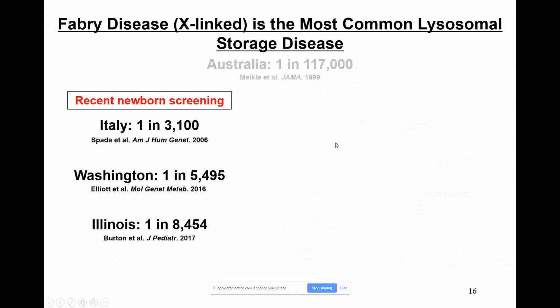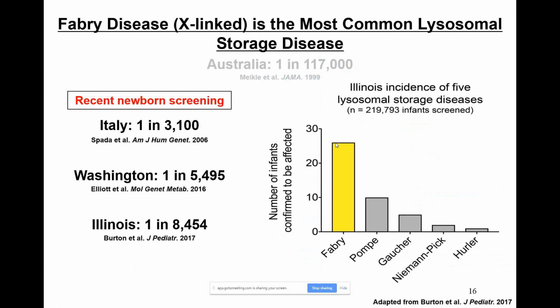However, in the last few years, a few of the states in the United States, as well as a few countries, have mandated newborn screening. And it's been shown that Fabry disease is now the most common of the lysosomal storage diseases, with a relatively high incidence rate. In the state of Washington, when they've done these newborn screenings, about 1 in 6,000 newborns have mutations in alpha-galactosidase A. Illinois, about 1 in 8 or 9,000. And this is showing the data from Illinois newborn screening to show that Fabry disease is the most common.